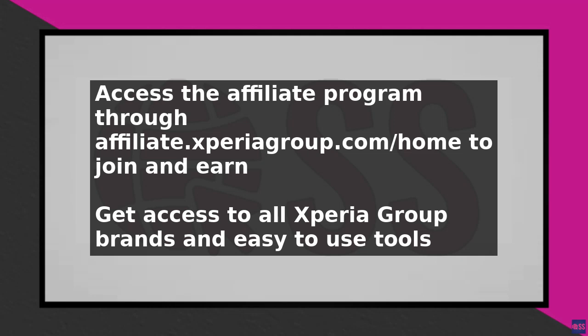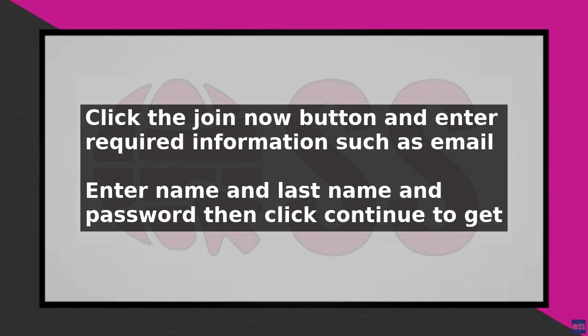other things. To access the affiliate program, follow the link affiliate.expediagroup.com/home, which allows users to join the program and start earning commissions immediately. The program provides access to all Expedia Group brands and offers easy-to-use tools.